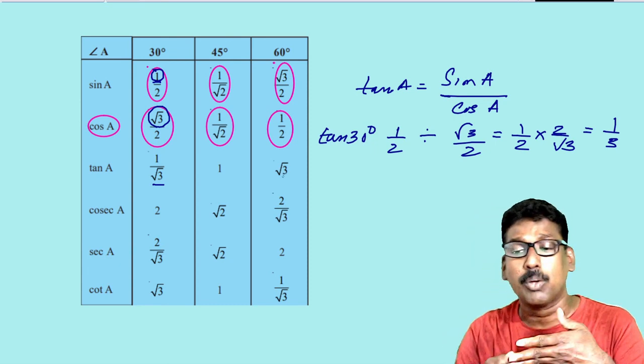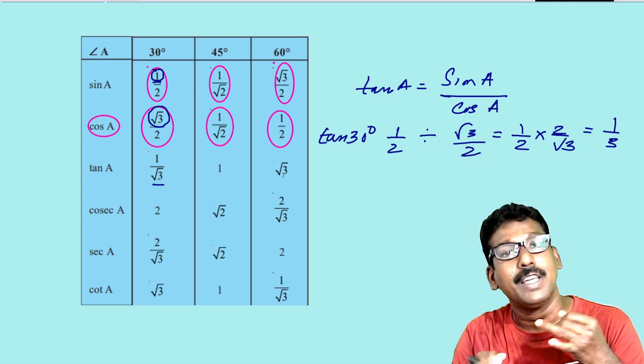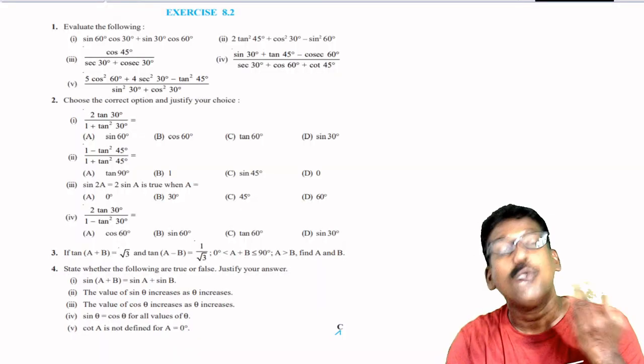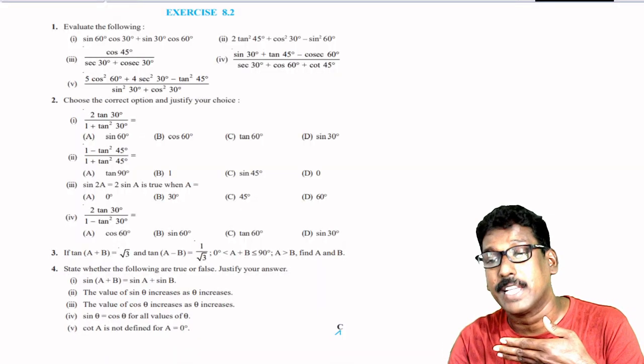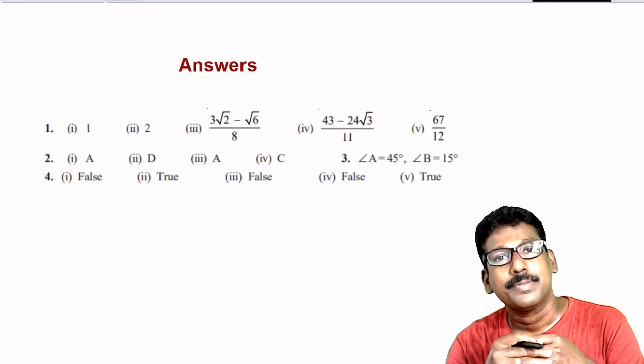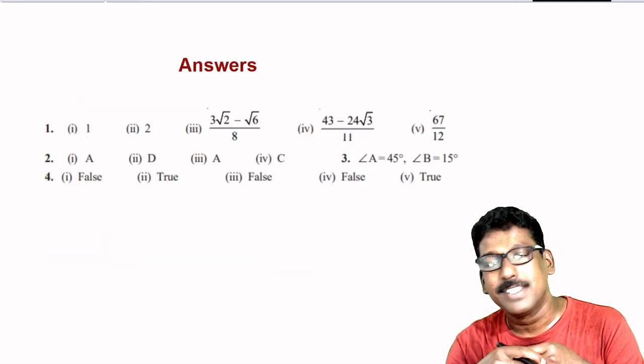Now take the reciprocals to get cosec, sec and cot. Do memorize yourself. Now by using these values, there is an exercise 8.2. Do it yourself. Here are your answers. Do verify yourself.